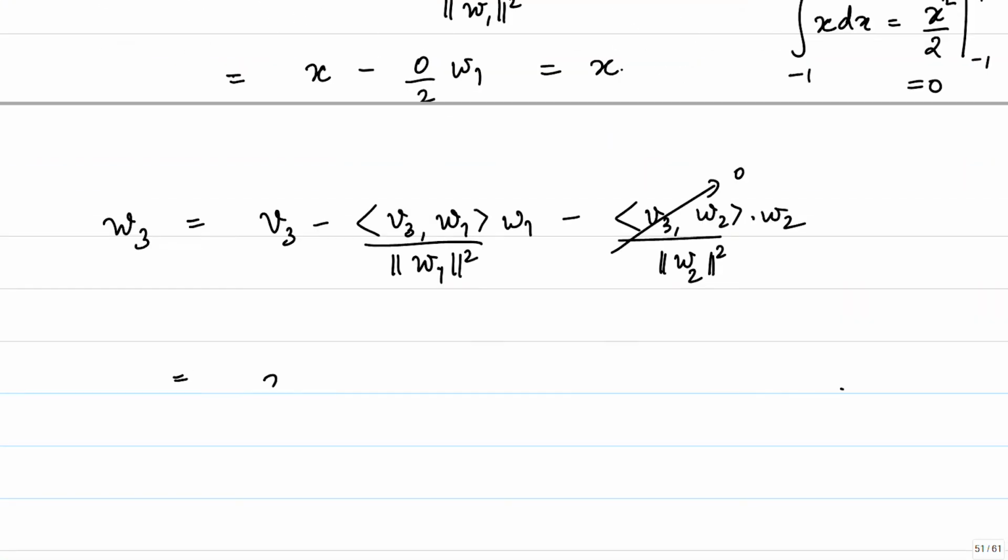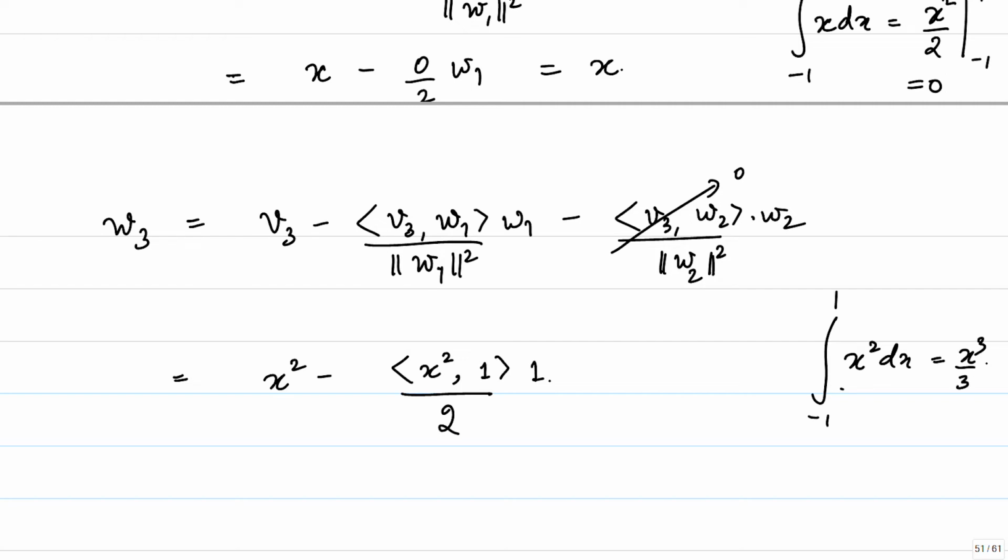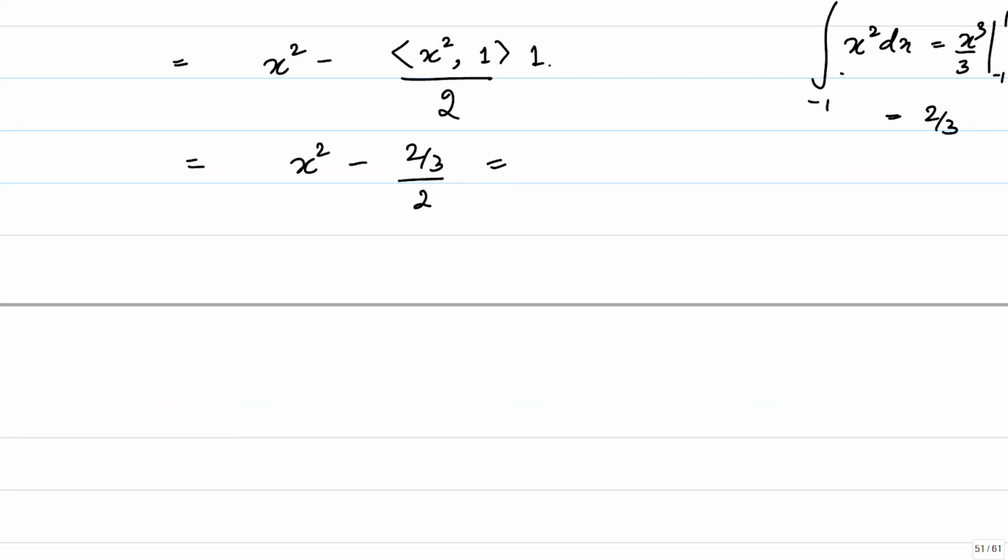So, this is just going to be x square minus the inner product of x square with 1 by the norm of W1 square, which was 2 if you recall, times 1. So, what is the inner product of x square with 1? This is just going to be the integral of x square dx from minus 1 to 1, which is x cube by 3 evaluated from minus 1 to 1, which is 1 by 3 minus minus 1 by 3, which is 2 by 3. This is going to be equal to x square minus 2 by 3 by 2, which is equal to x square minus 1 by 3.